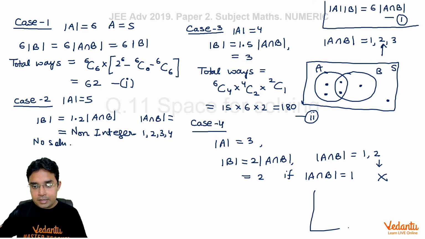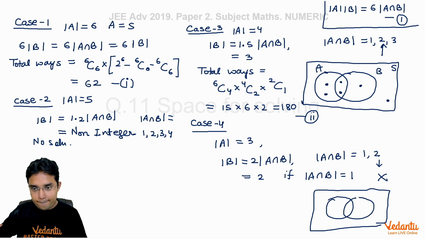Now in this case, the diagram will look like this. Their intersection has 1 element. A has 3, so 2 other elements will be here. B has 2, so the other element will be here, and the remaining 2 elements will be outside A and B and inside the sample space.